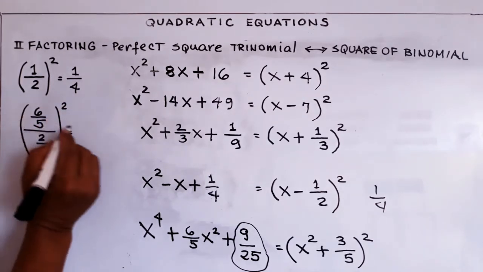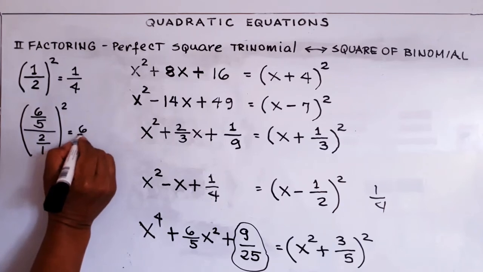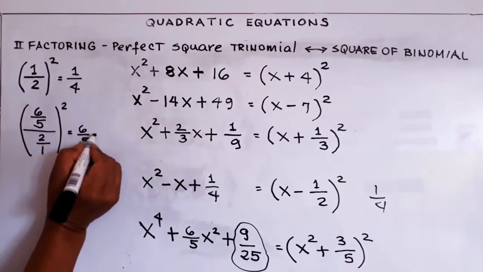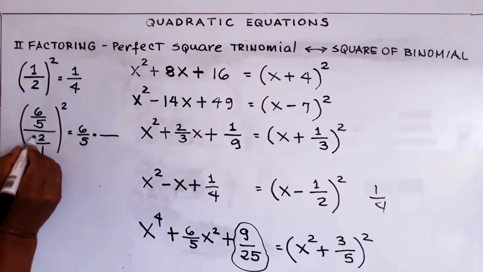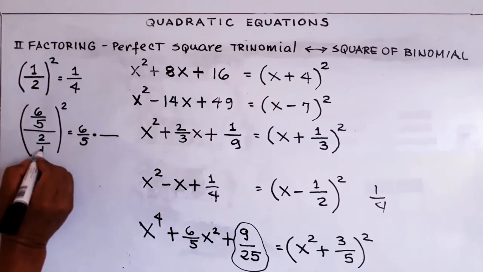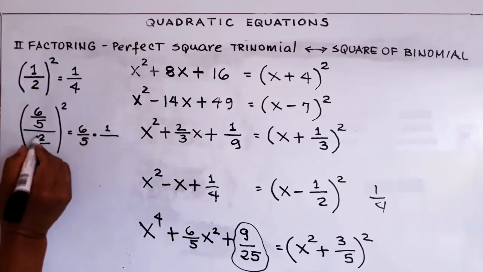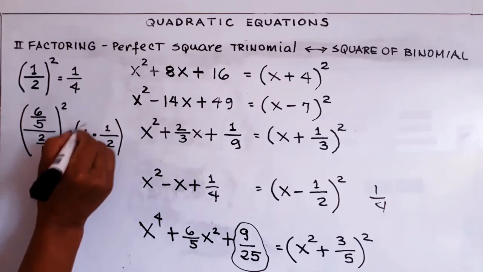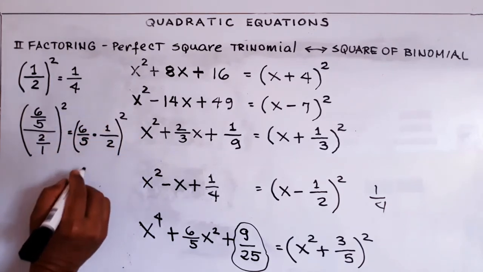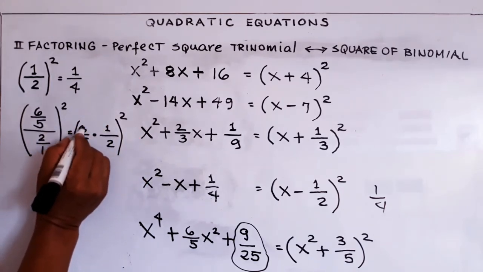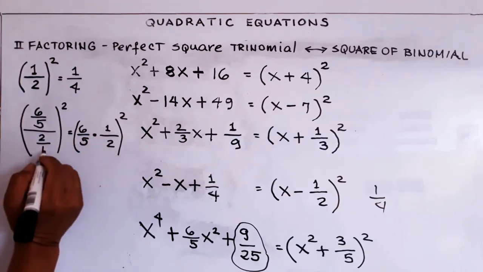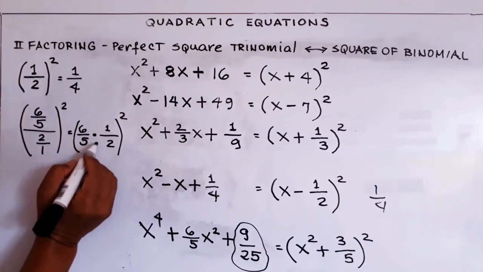And then we need to write that one so we will not forget to square it. Now we copy the 6 over 5 here. The division will become times, but this one will have the reciprocal. 1 goes up and the 2 goes down. And again, don't forget to square it. Now here, 6 times 1 is 6 and 5 times 2 is 10, 6 over 10.